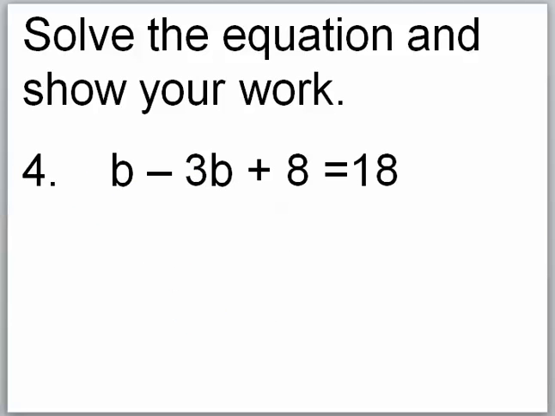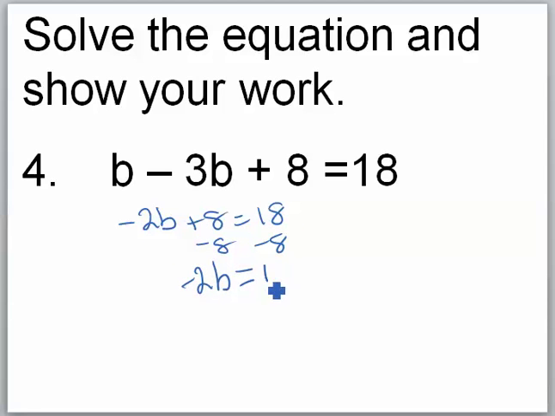This one, we're going to combine our like terms. So b minus 3b, I do that first, so I'm going to get negative 2b plus 8 equals 18. Now we're going to move the constant and put them beside each other. Bring that equal sign down, bring that negative 2b down. 18 minus 8 is 10. Divide by negative 2. So b equals negative 5.